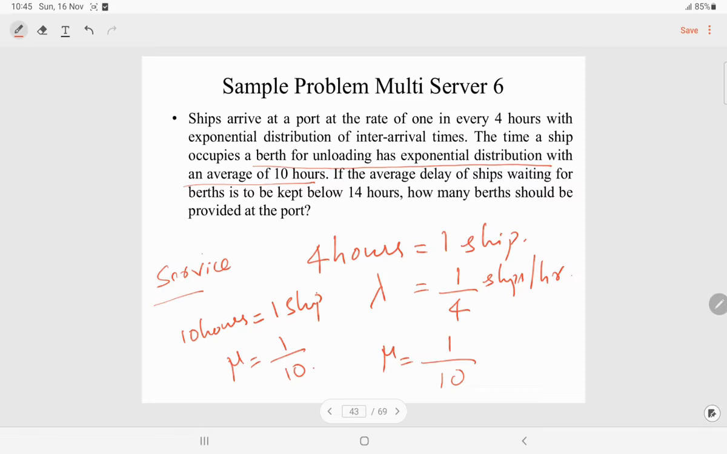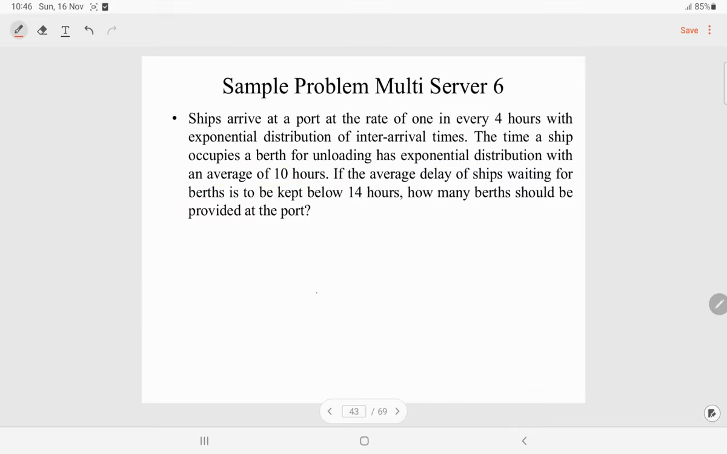Now here the question is, if the average delay of ships waiting for the berth is to be kept below 14 hours. So they are asking for the average delay of ships waiting. That means the average waiting time, that is WQ, has to be less than 14 hours. In that case, how many berths should be provided at the seaport? That means they are asking for the value C.